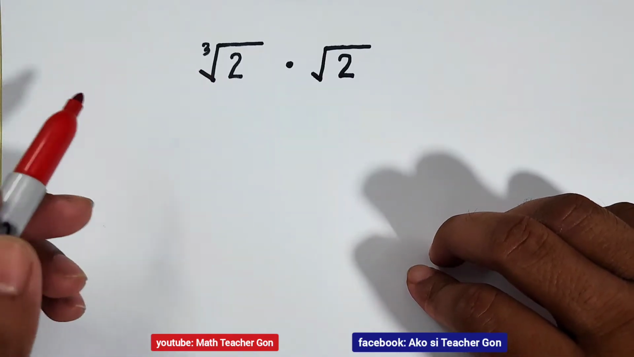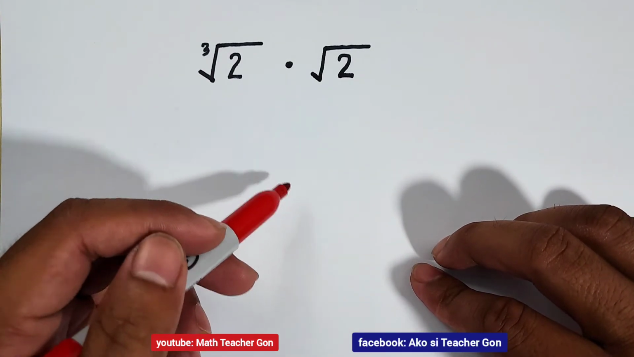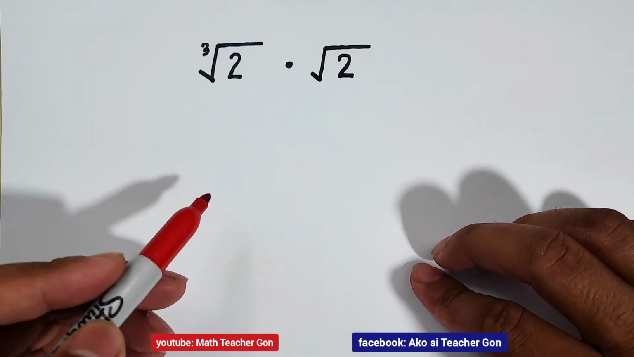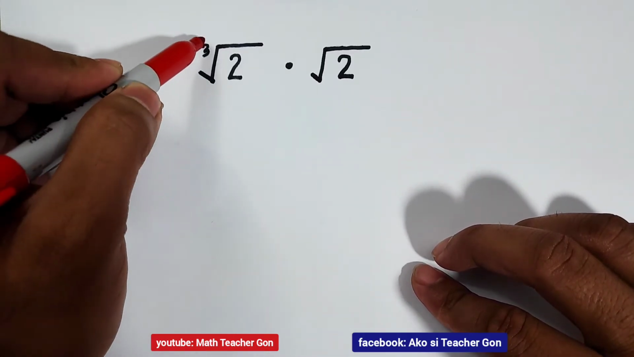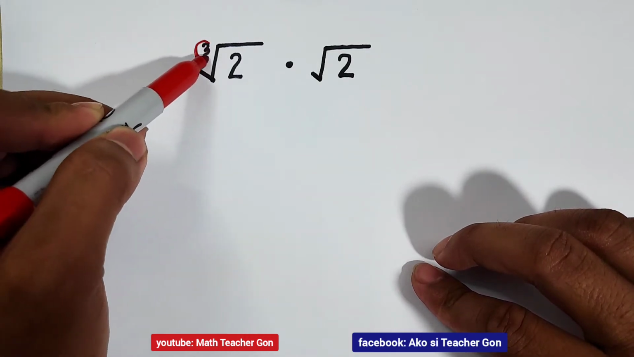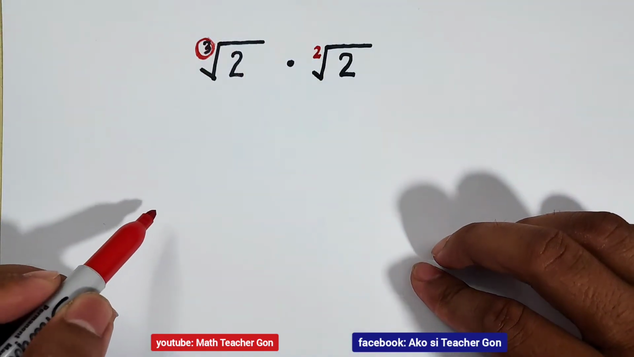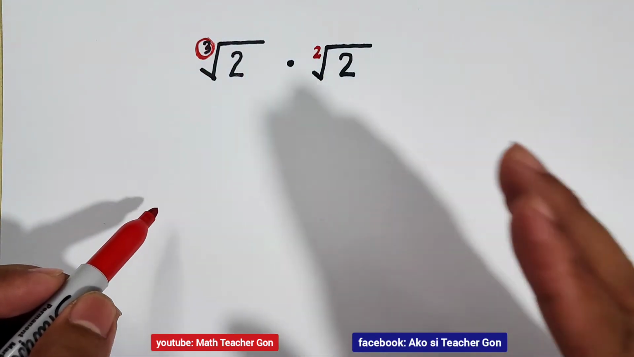As you can see, guys, the basic rule in multiplying radicals is that you can multiply radicals directly if their indices are the same. Here, the index of this is 3, while the index of the other radical is 2. And as you can see, we cannot multiply them directly.